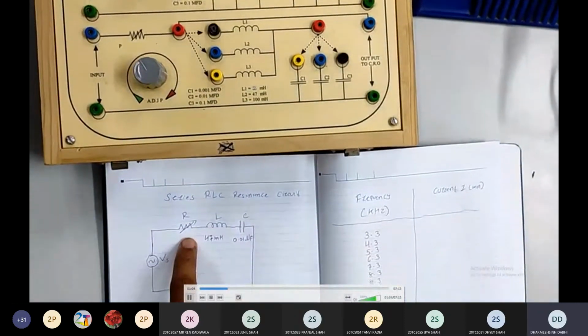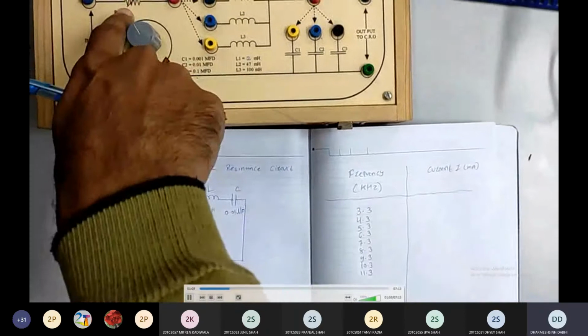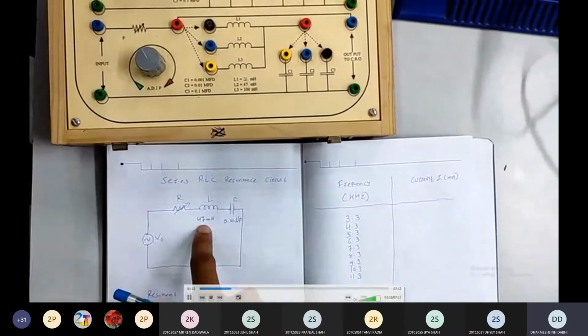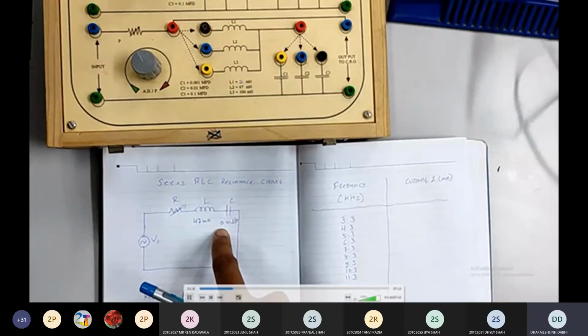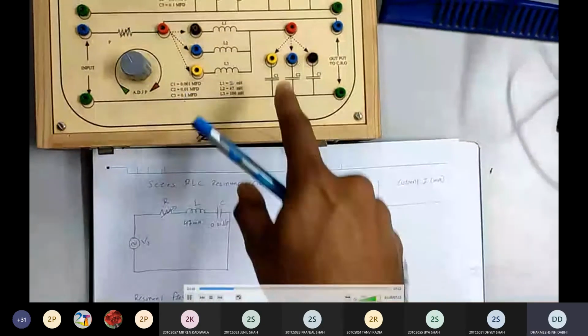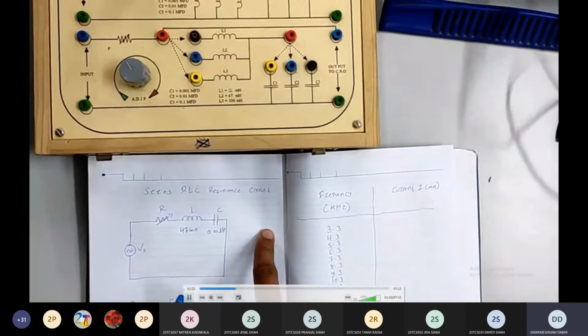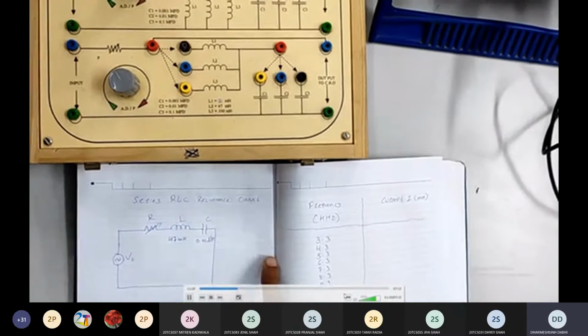As you can see in the circuit here, we have a variable resistance R, L2 that is 47 millihenry, and C2 that is 0.01 microfarad. All are connected in series, and our aim is, first, to theoretically measure the resonant frequency. That means the frequency at which XL is equal to XC.